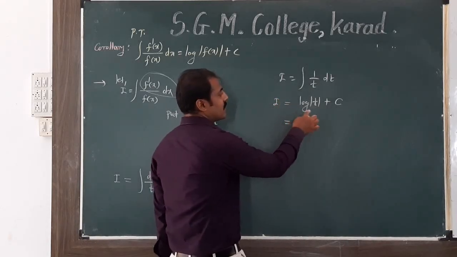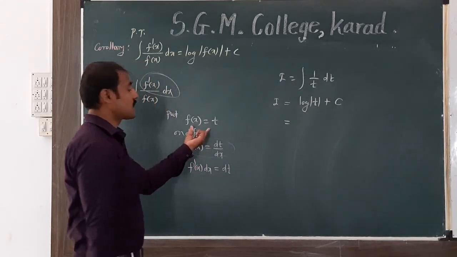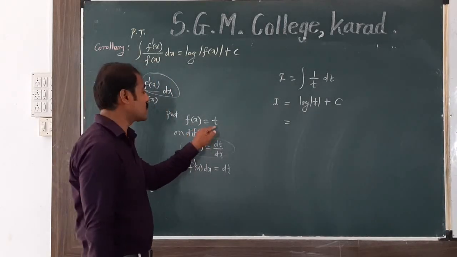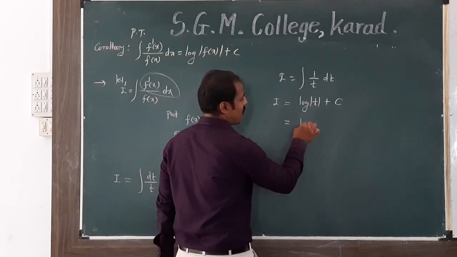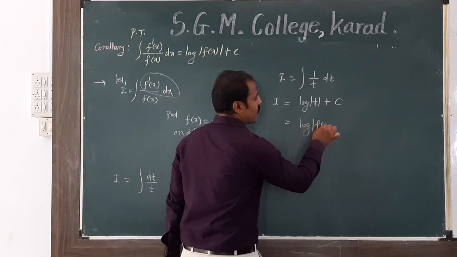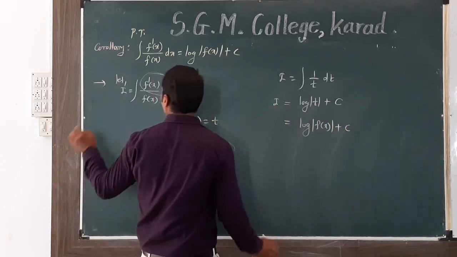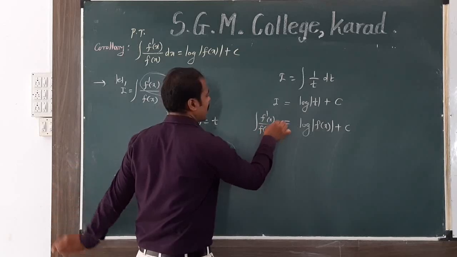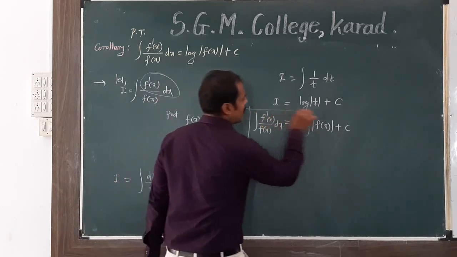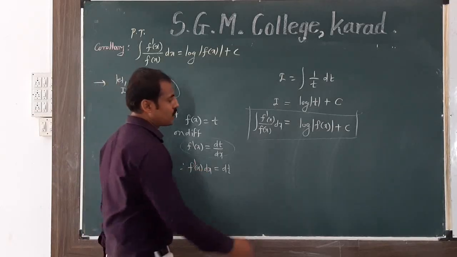But the answer is in t. Why? Because of substitution. So resubstitute for t. T is what? F of x. So log of mod of f of x plus constant of integration c. What is that? I is nothing but integration of f dash of x divided by f of x dx. Hence the proof.